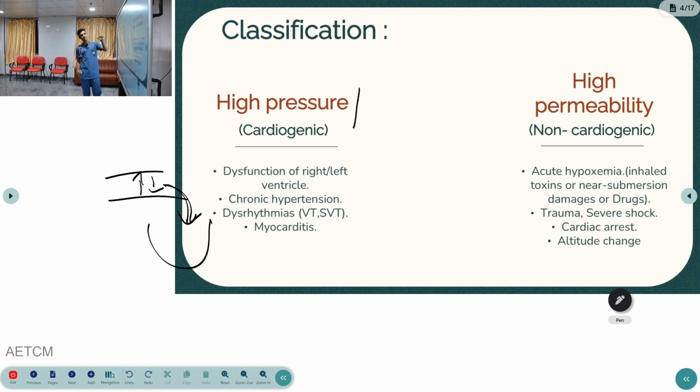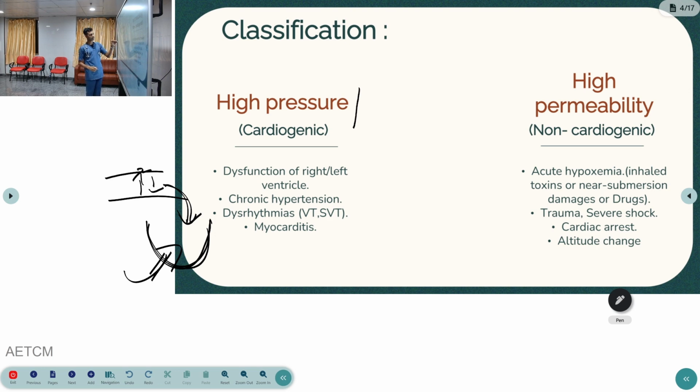The other condition is high permeability. Permeability in the sense the wall gets affected. Here in the alveoli you can see that is a thin membrane. So if there is any breach in the thin membrane, easily the fluid will approach the alveoli or lung parenchyma. That is high pressure and high permeability.